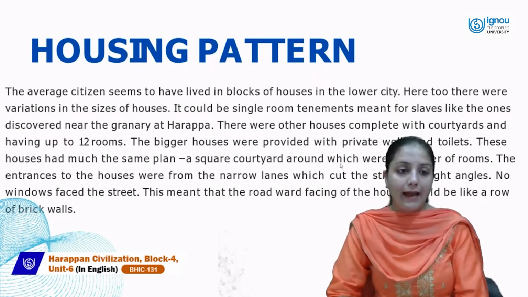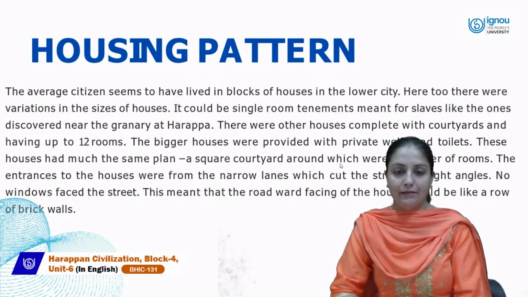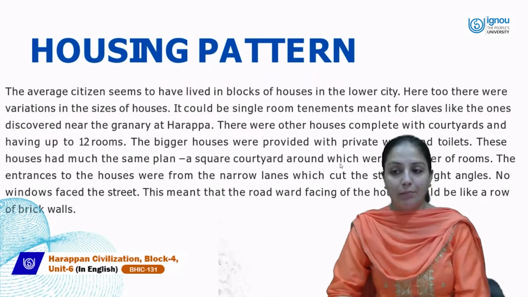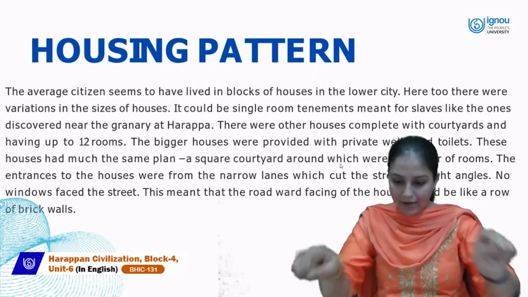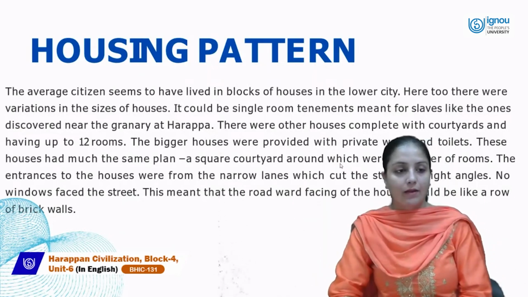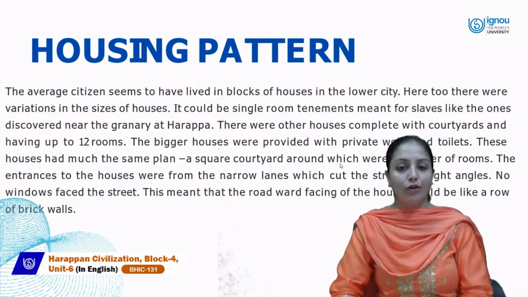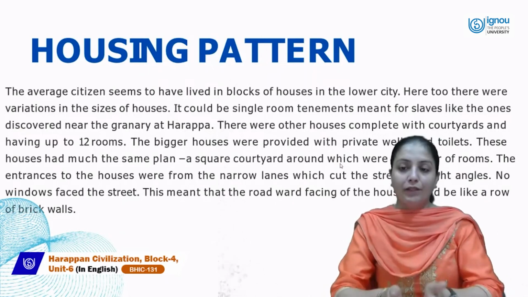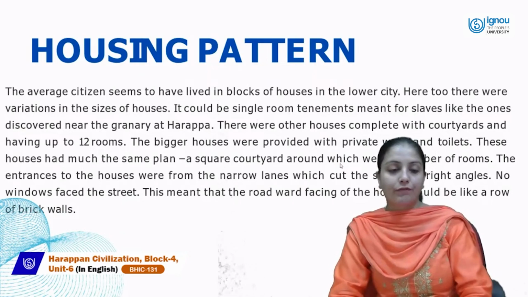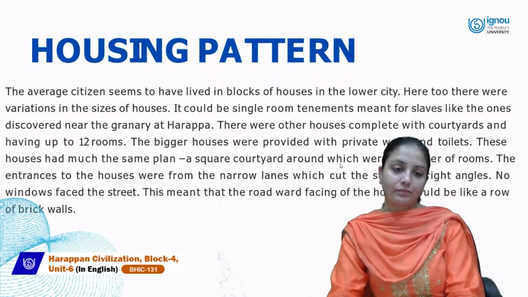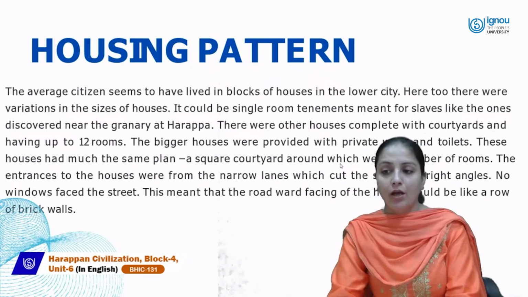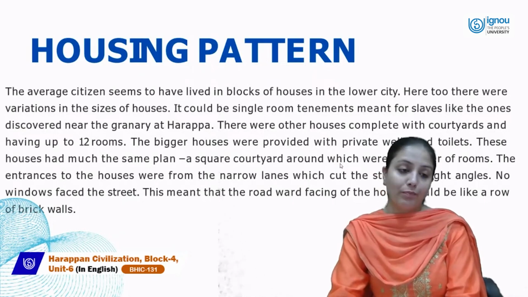These houses had much the same plan, a square courtyard around which were a number of rooms. The entrance of houses were from the narrow lanes, which cut the street at right angles. No windows faced the street. This means that the road facing the house would be like a row of brick walls.